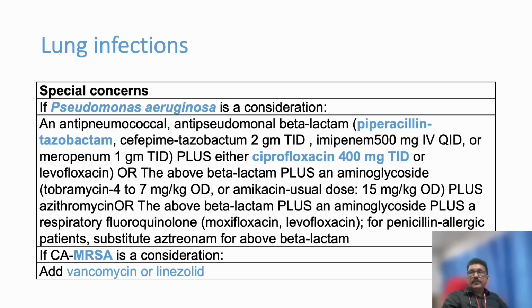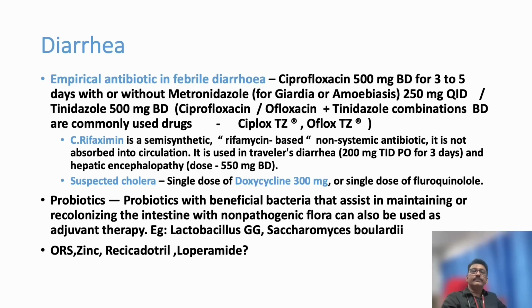If there is an MRSA suspicion, like bilateral lung infiltrates, cavitating lesions, a patient already admitted in another hospital, ventilated patients, then better to go for MRSA coverage. Vancomycin or linezolid can be given.